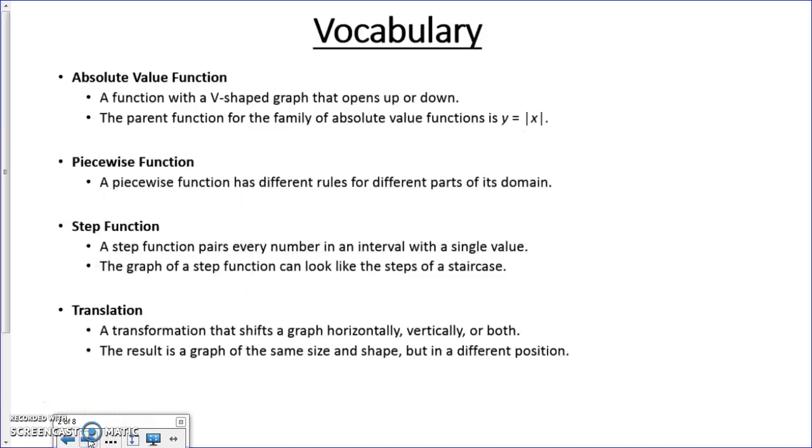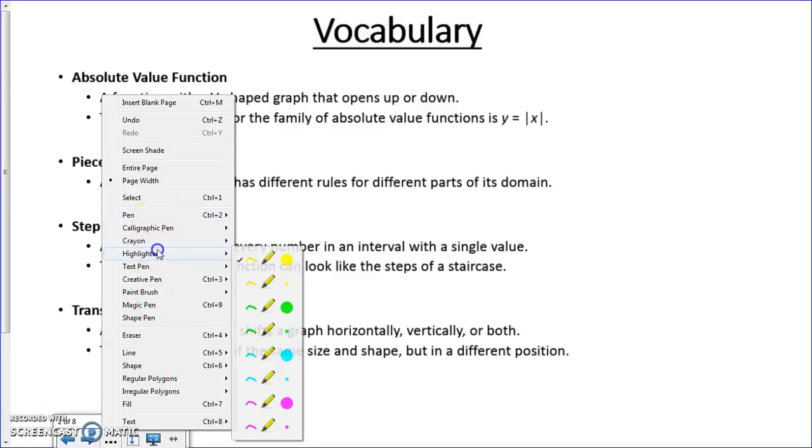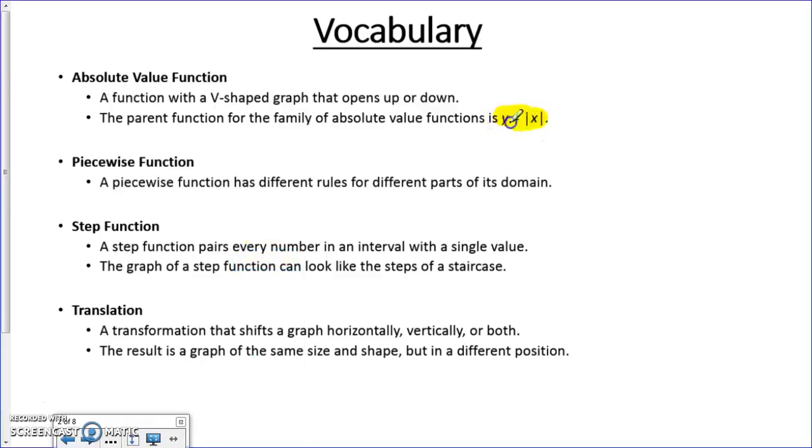Absolute value function is a function with a V-shaped graph that opens up or down. The parent function for the family of absolute value functions is y equals the absolute value of x. It's like the starting point. Piecewise function has different rules for different parts of its domain. A step function pairs every number in an interval with a single value. The graph of a step function can look like the steps of a staircase.